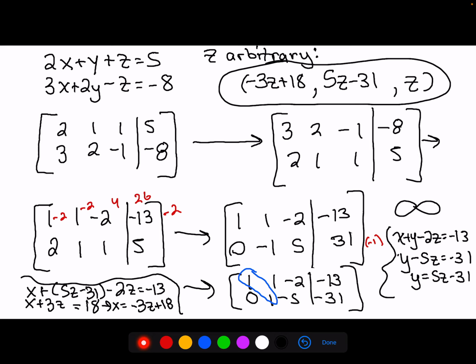There are actually multiple ordered triples that will work in these two equations. But they all have to fit this format. Whatever your z is, you have to be able to do 5z minus 31 to get the y, and you have to be able to do negative 3z plus 18 to get the x. So you can have lots of ordered triples, but they all have to fit these formulas. Okay.